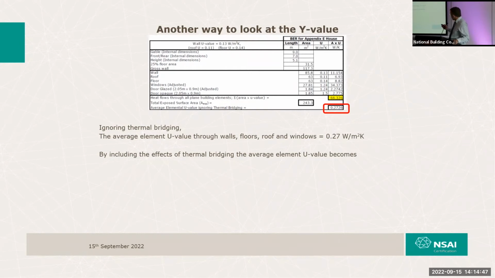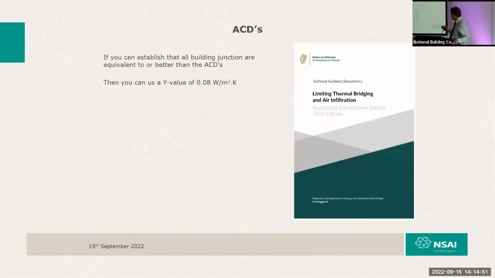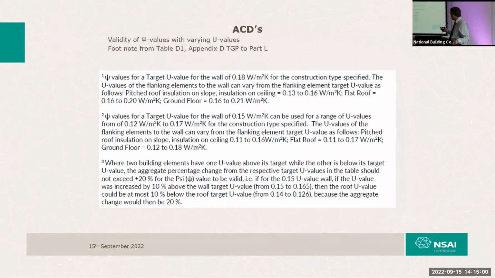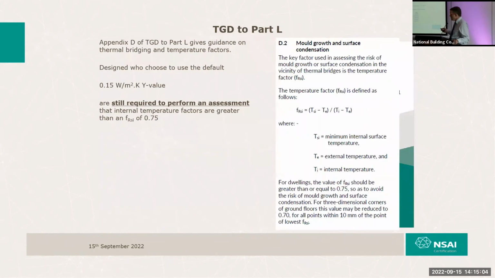And Dara presented this in her presentation. If we consider that the average U value, not factoring in thermal bridging, has been 0.27, when we include for a 0.15, the average U value jumps to 0.42, including thermal bridging, or could be down as low as 0.13.